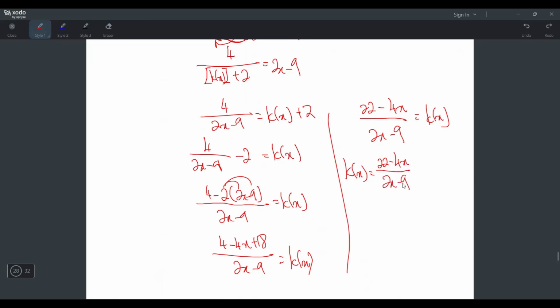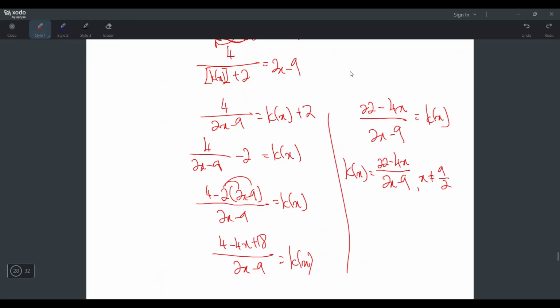But wait, there's an undefined case. Because when your function has x at the bottom, at the denominator, it means ada wujud undefined case. Undefined case is the case yang akan membuatkan fungsi ni tak ada jawapan lah. So what's the undefined case? It will be 9 over 2.